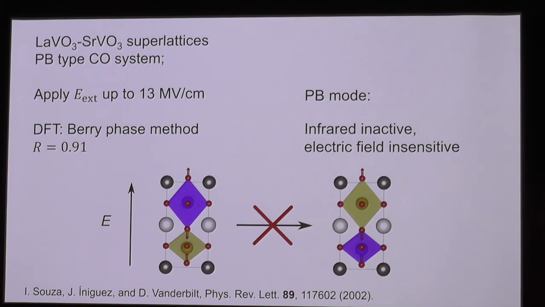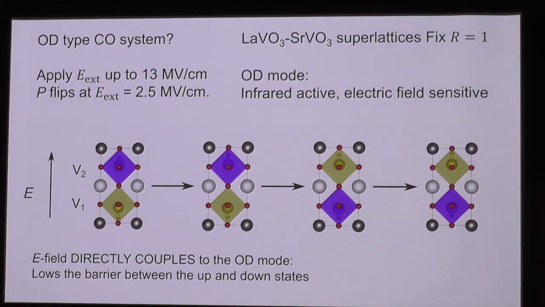So so far, we demonstrate that polarization flipping under electric field cannot be achieved in the polyhedral breathing type charge ordering system. But how about the other type, the off-centering displacement type? Here, we use a fictitious example, which is also such a superlattice, but we fix R equal to 1, which means we artificially remove the polyhedral breathing character. And we apply electric field, and at each electric field, we fix the R value.